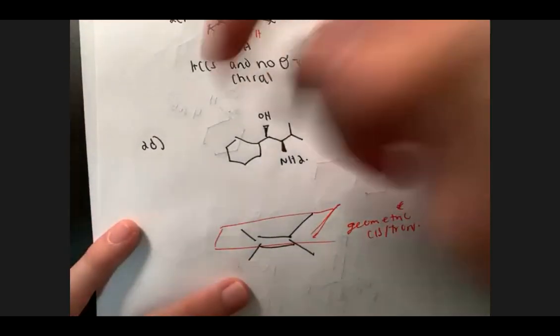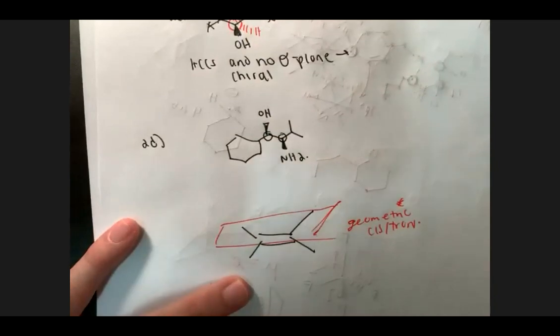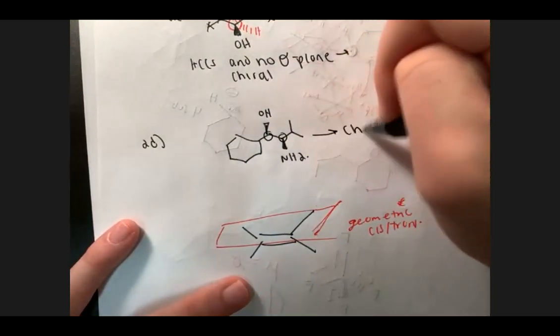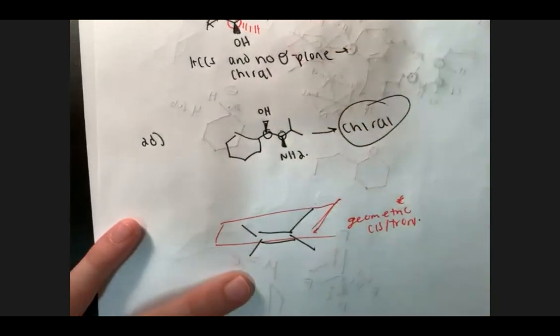Okay. So essentially, do I see chiral centers? Yep, I see one here. I see one here. I think you guys can identify those by now. Is there symmetry? No. Chiral. Done. Don't make it any harder than it has to be.